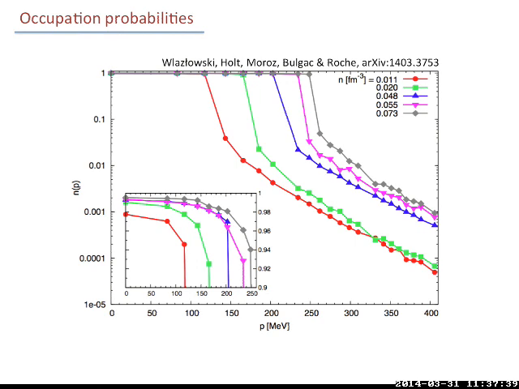Is this something like the momentum distribution? Yeah, exactly. The momentum distribution. And here we see this sort of exponential fall off.